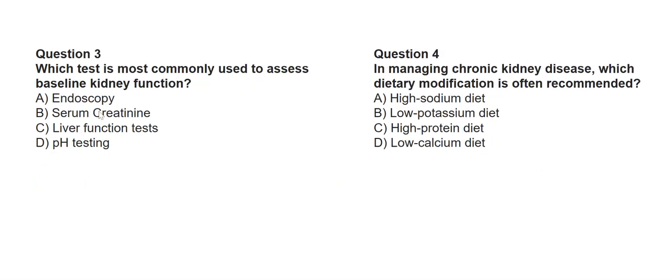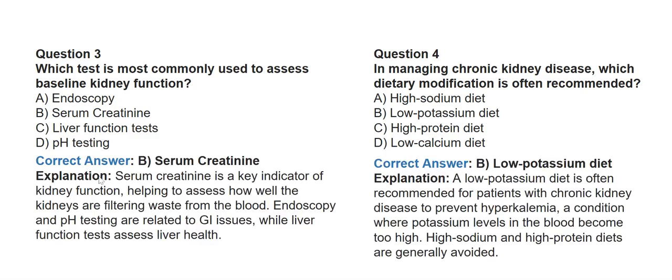Question 3. Which test is most commonly used to assess baseline kidney function? Is it A, endoscopy, B, serum creatinine, C, liver function test, or D, pH testing? It is B, serum creatinine, as serum creatinine is a key indicator of kidney function, helping to assess how well the kidneys are filtering waste from the blood. Endoscopy and pH testing are related to GI issues, while liver function tests assess liver health.